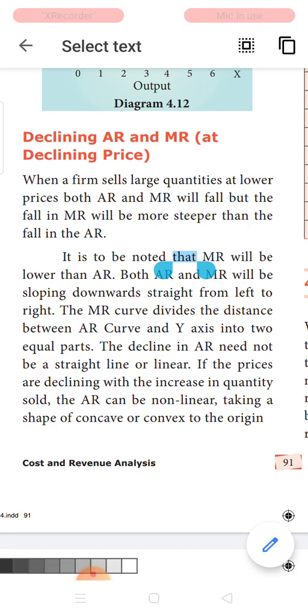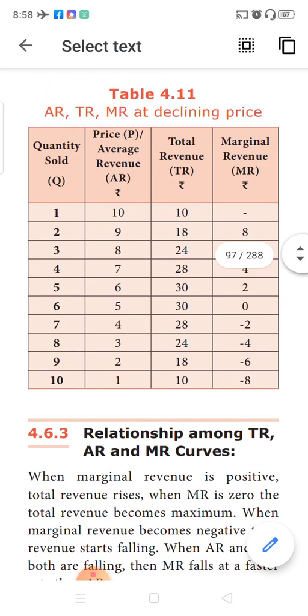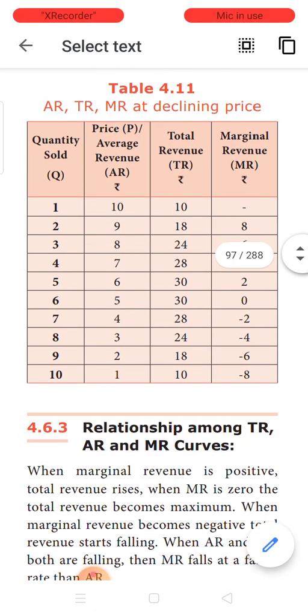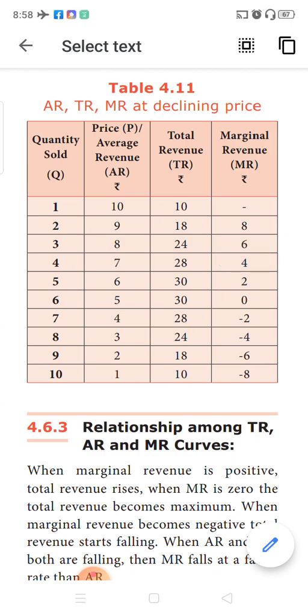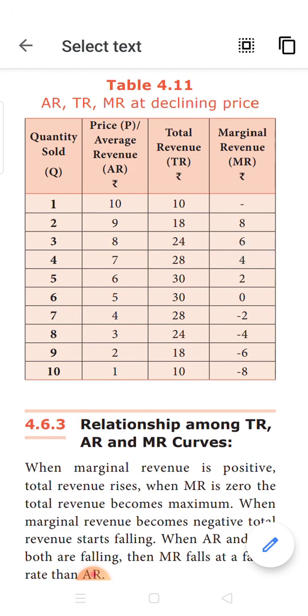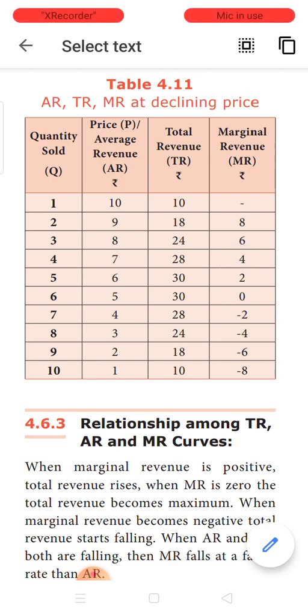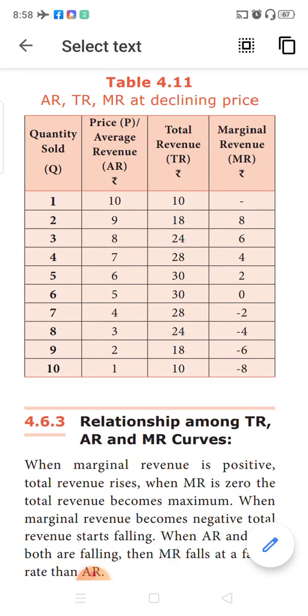We saw the nature of the TR curve. Initially it increases, it remains constant, and then it starts to fall down. Now, I shall first explain the relationship with the help of the table. Just observe, AR is nothing but the price of the commodity. First column, quantity is taken. Second column, declining price is taken. When price is 10 rupees, only 1 unit is sold. When price falls to 9 rupees, 2 units are sold. Likewise, when the price keeps on falling, the quantity sold starts increasing. So, again, the law of demand is here.